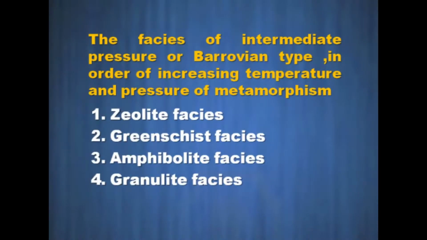The facies of intermediate pressure or Barrovian type, in order of increasing temperature and pressure of metamorphism, are first zeolite facies, second greenschist facies, third amphibolite facies and fourth granulite facies.